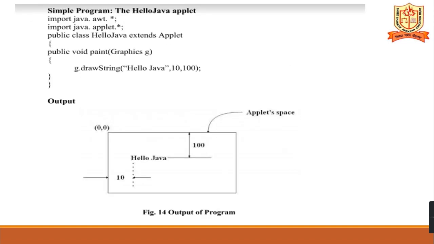So a simple program: import java.awt, import java.applet. Public class name extends Applet. Public void paint(Graphics g), g.drawString("Hello Java", 10, 100). So what is the output of the program? This is the output.